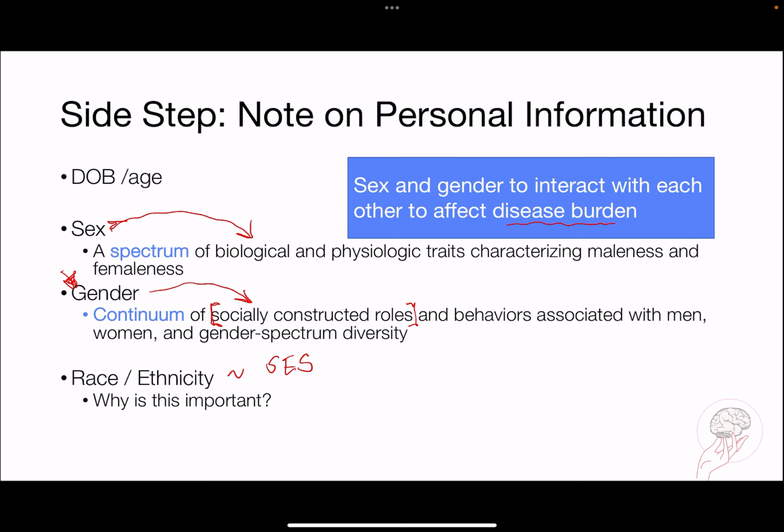On the other hand, sex can affect disease burden in more biological or physiological ways. So certain kinds of breast cancer are more aggressive with estrogen. So that is more tied to sex, which is a biological or physiological trait.